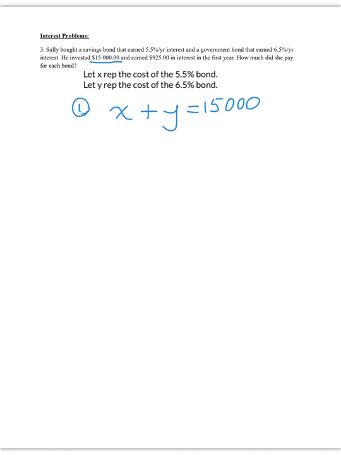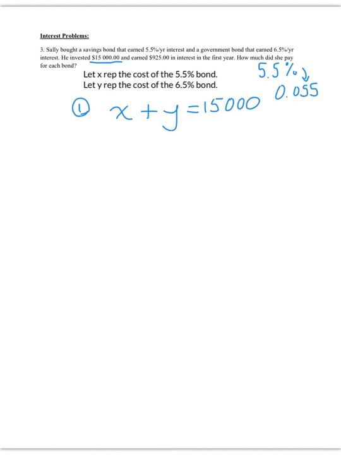Alright, so there's equation 1. So she invested two different amounts into two different bonds that both gained interest. Now, part of this question relies on you understanding what interest is, what 5.5% is. So 5.5% needs to be converted into a decimal. So it's 0.055. So 5.5% turns into 0.055. So that means that she earns 5.5% of whatever she invested into this one. So 5.5% of this and 6.5% of this was her interest that she earned.